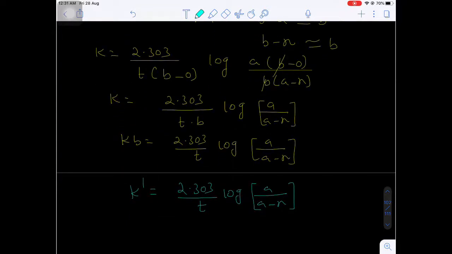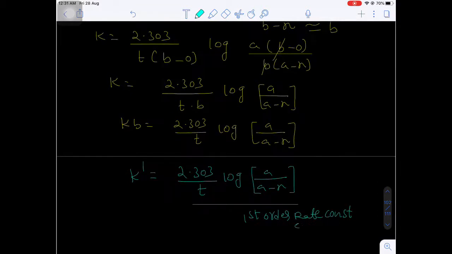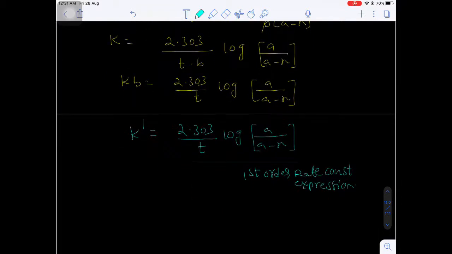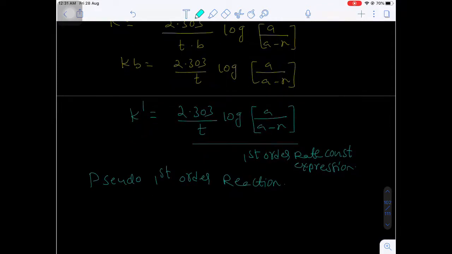If you see the right hand side, this corresponds to the first order rate constant expression. Yes, first order rate constant expression on the right hand side. Are you getting my point? So this is called a pseudo first order reaction. Now this reaction appears to be a first order reaction.